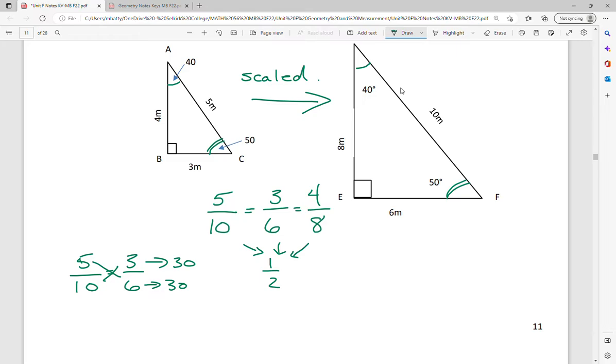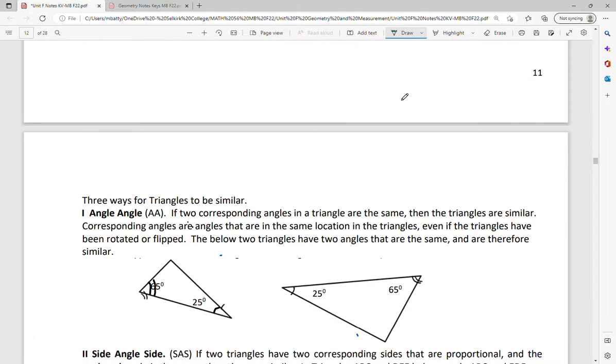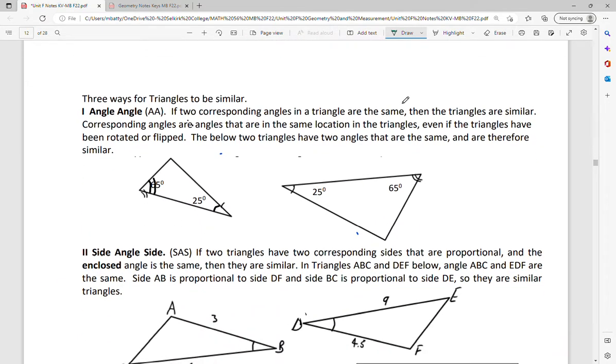So we're looking for relationships between angles and sides. And the next page, we're going to say there's three different kind of scenarios we could look for to say that two triangles are similar. So on the next page, the first example is sort of what we just looked at. If the angles are all the same, then they're going to be similar triangles. So we have a 25-degree and a 25-degree and a 65 and a 65.